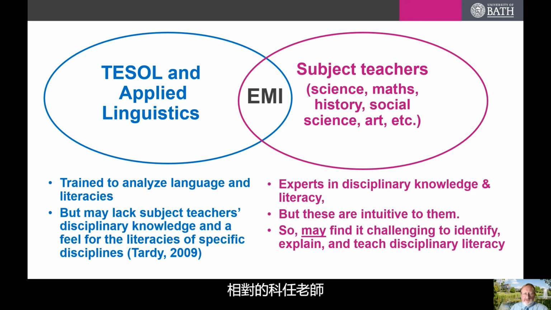In contrast, people who are subject teachers, teachers of academic content, are clearly experts in their disciplinary area, in their subject area, and they have, of course, appropriate literacy. They are successful as educators in their field. But this is often intuitive to them. It's something that they have learnt in the process of becoming a science educator or a mathematician or something like that.